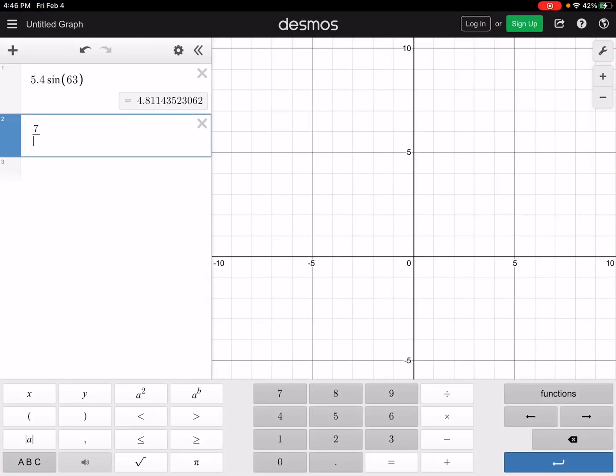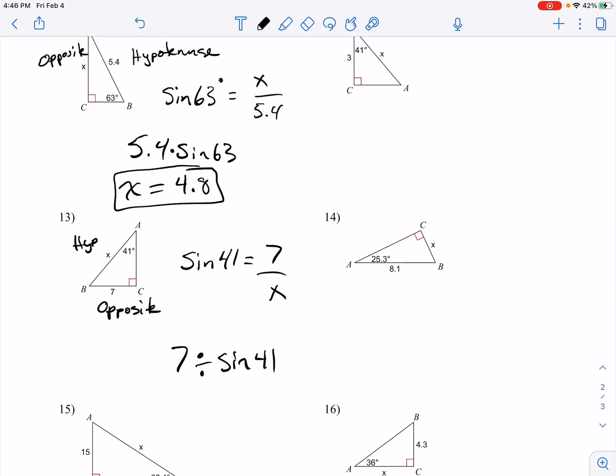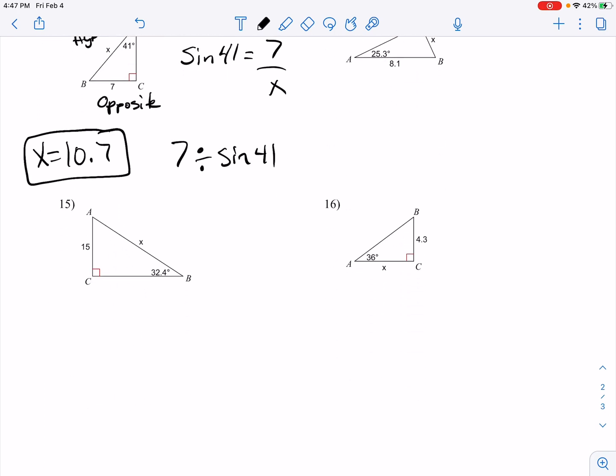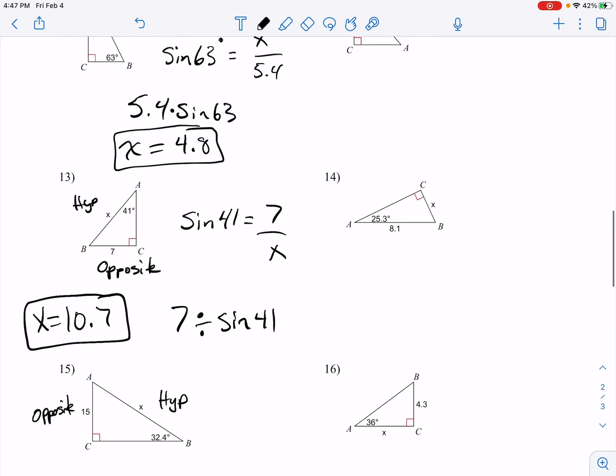7 divided by the sine of 41. About 10.7 if we go to the nearest tenth. X equals 10.7. Round them off to the nearest tenth. Okay, this one we have opposite and hypotenuse. I'm not going to do this one. We've done that opposite hypotenuse now a couple times. Let's do one that's not opposite hypotenuse.